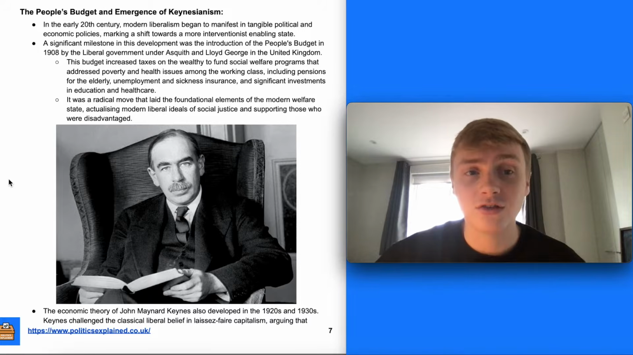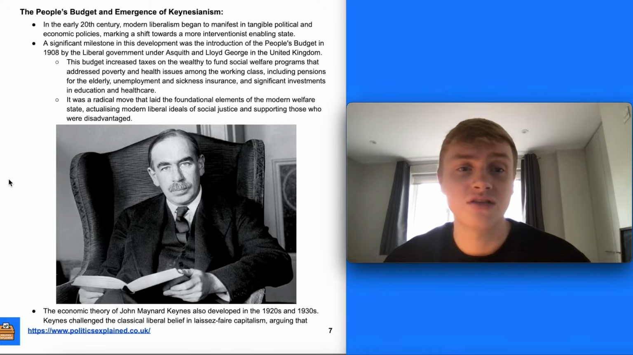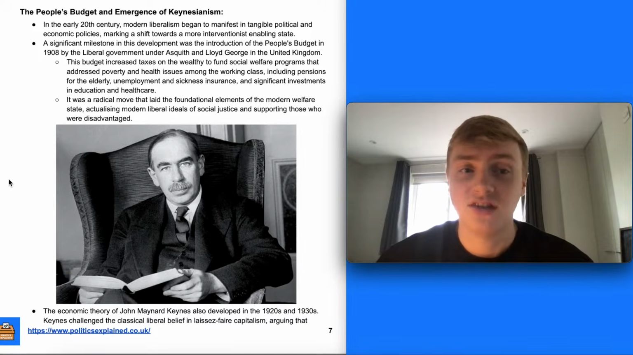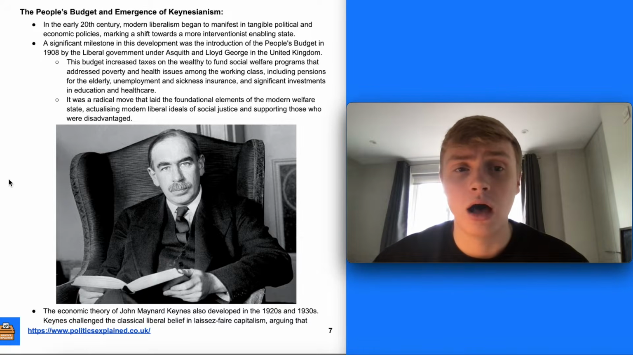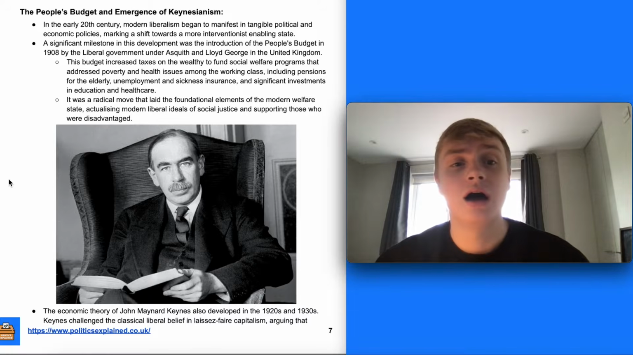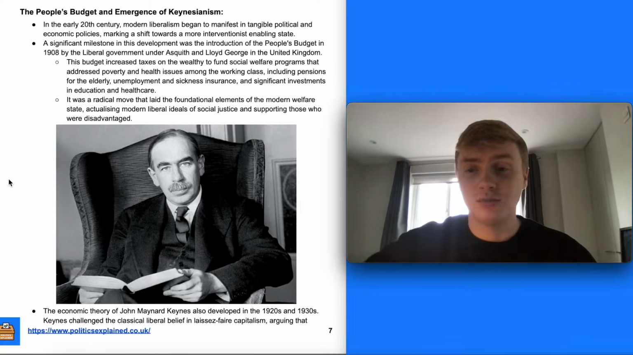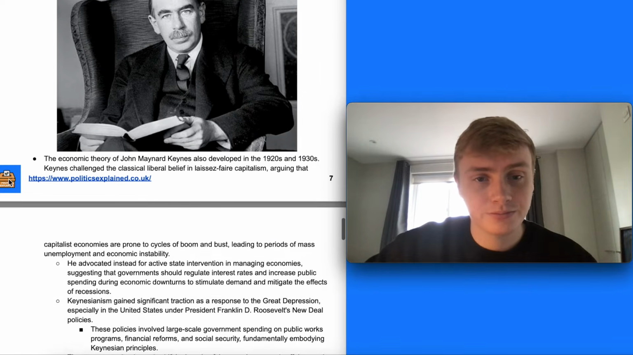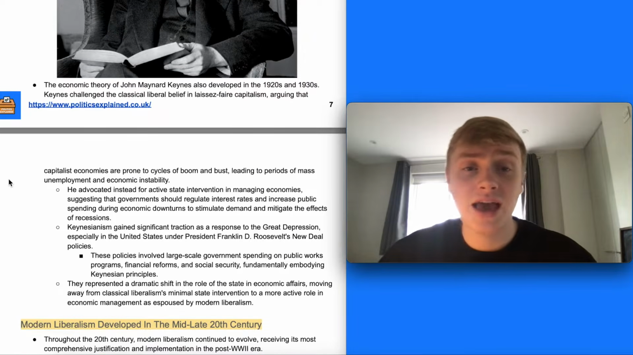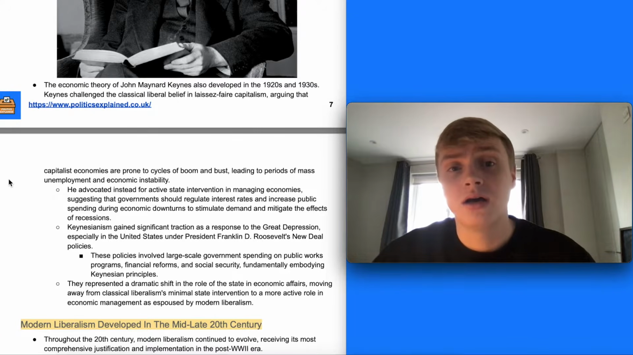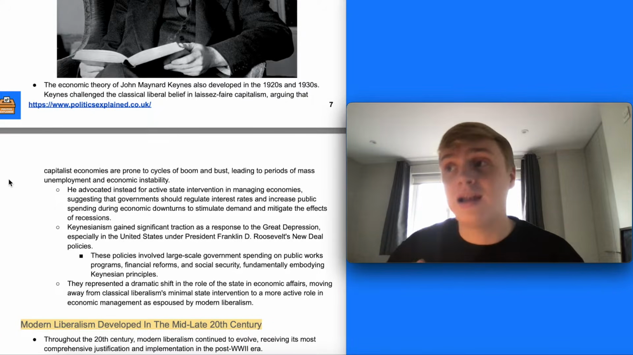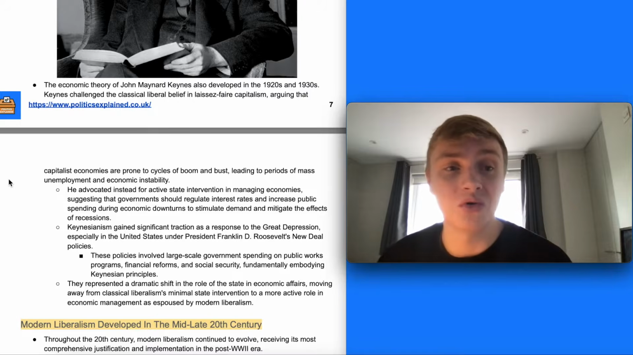So this included pensions for the elderly, unemployment and sickness insurance, and significant investments in education and healthcare. And it was really a radical move that laid the foundations for the modern welfare state, and really actualised and implemented modern liberal ideas of social justice and supporting those who are disadvantaged. And the economic theory of Keynes is really important. It develops in the 1920s and 30s and becomes really important to modern liberalism as well.